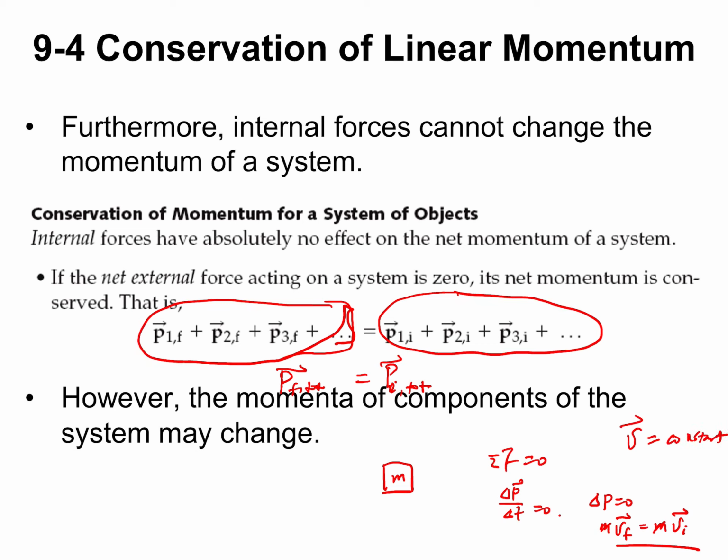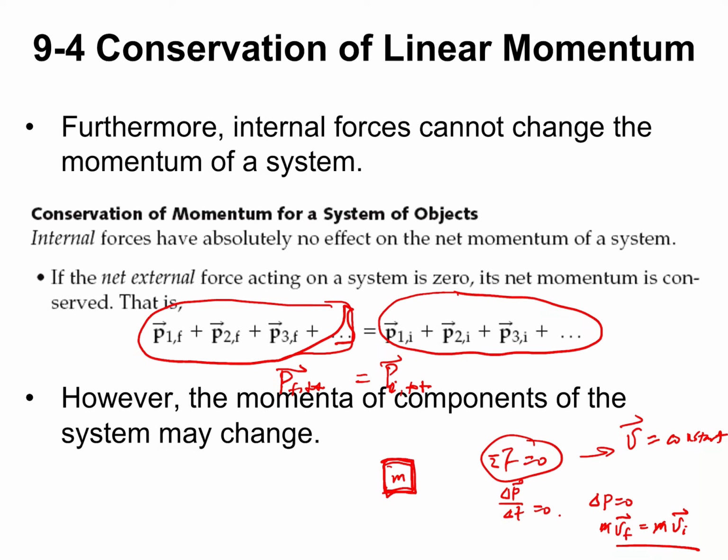So let's go back to Newton's first law. If net force equals 0, velocity is constant, if this object doesn't lose any mass, so mass is constant. For some problems, mass is not constant, so we will see that problem later.